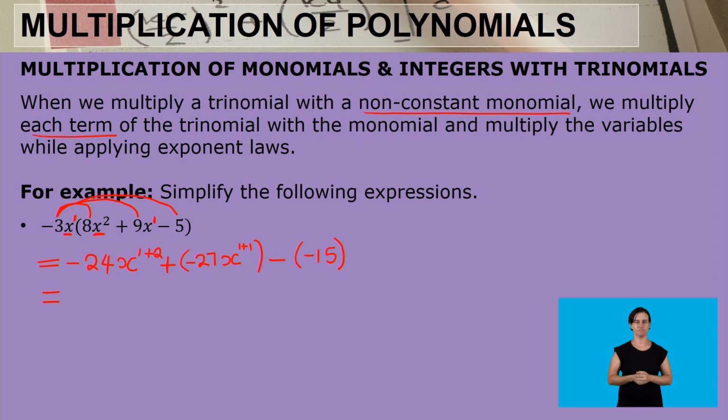Now, let's simplify our answer. We are going to have a negative 24, and here we have an x cubed because of that 1 plus 2. Then we are going to be adding this negative number, which is the same as subtracting its additive inverse. So that is going to be minus 27x squared.